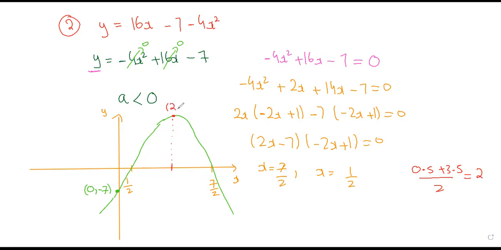So this is going to be 2 comma, and now once the x coordinate is 2, I need to find the y coordinate. For that, I will plug in x equals 2 over here. So I will plug in 16 into 2 minus 7 minus 4, plus 2 squared, and it would give you 9. So this is going to be the vertex, that is 2, 9, and it is the maximum point in this case because a was negative, right? The coefficient of x squared was negative.